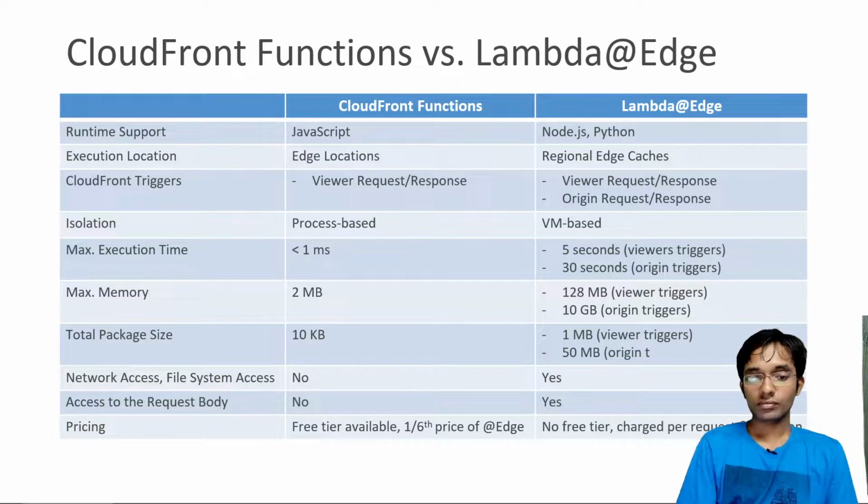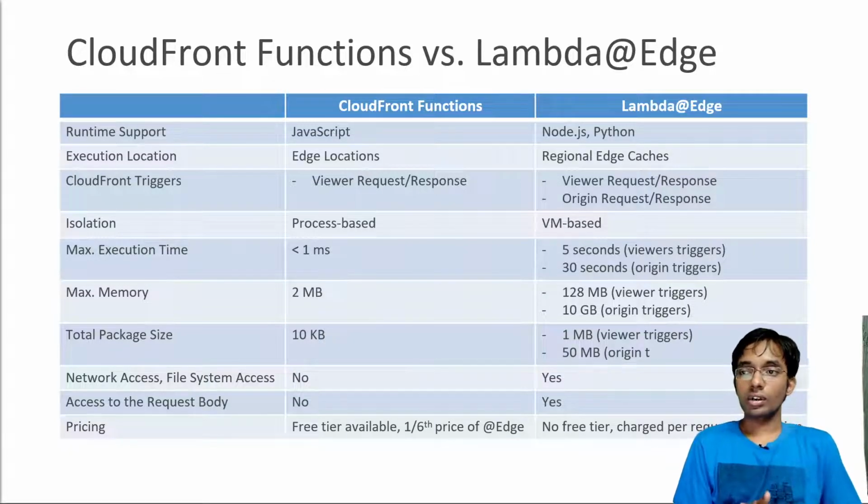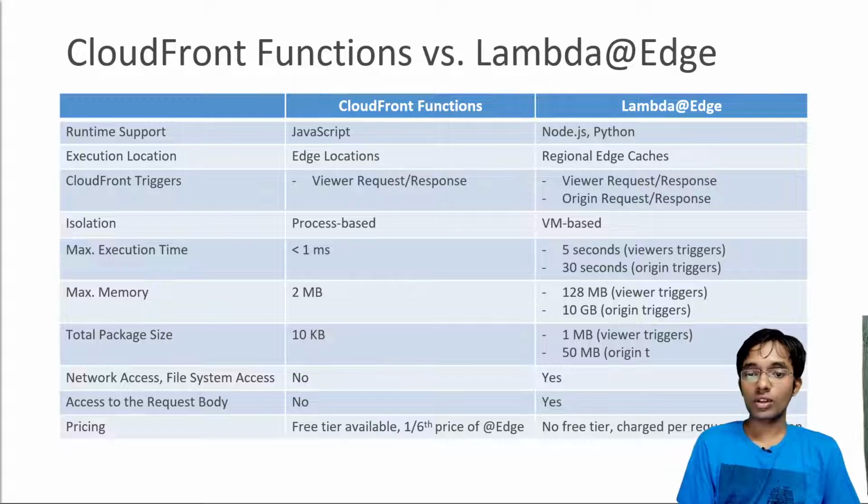If you want to compare CloudFront functions and Lambda@Edge in a table, the runtime support is different: one is pure JavaScript code, the other is Node.js and Python. Where it gets executed is on edge locations for CloudFront functions, and on the regional edge cache for Lambda@Edge.